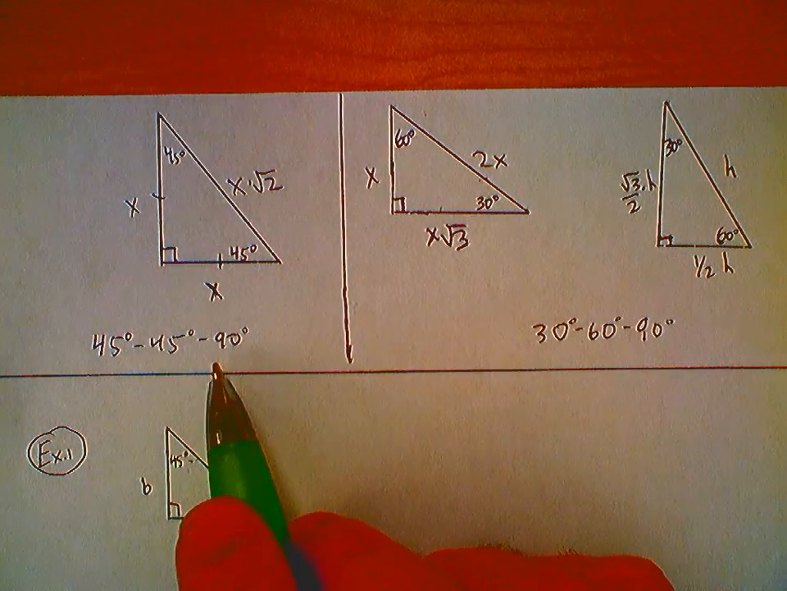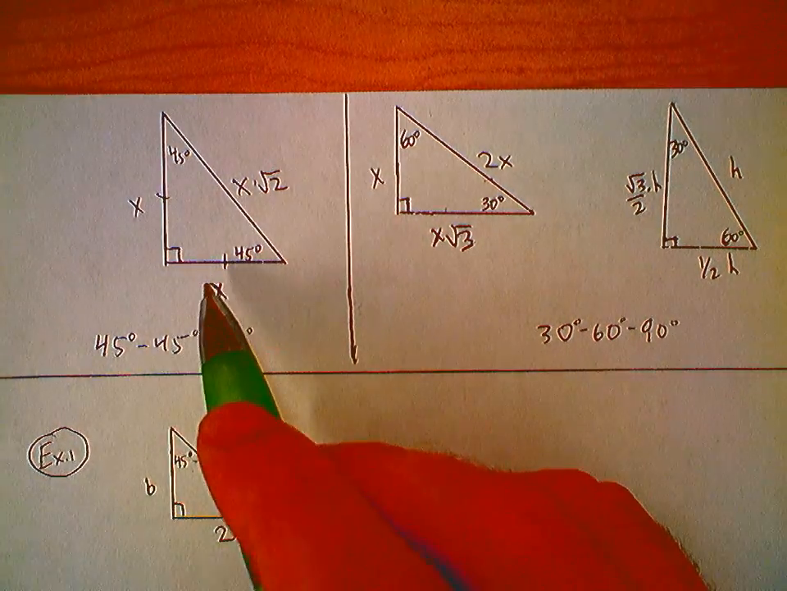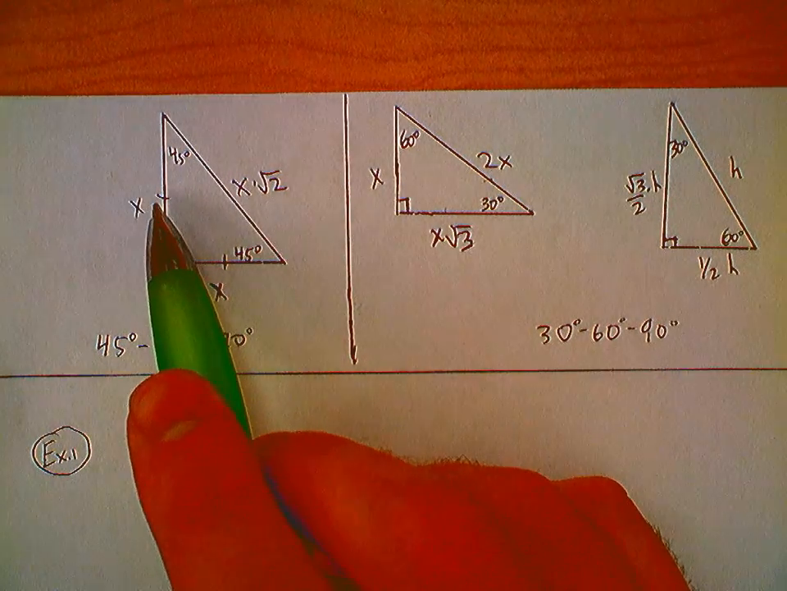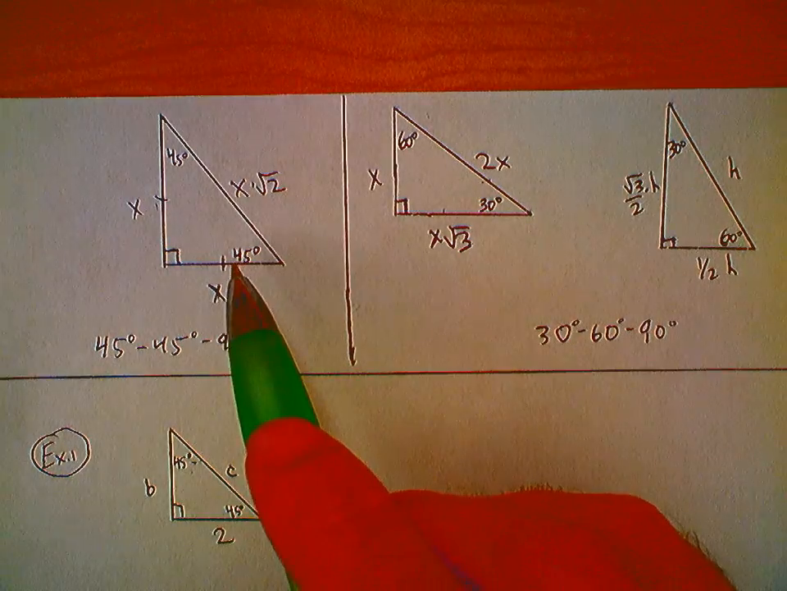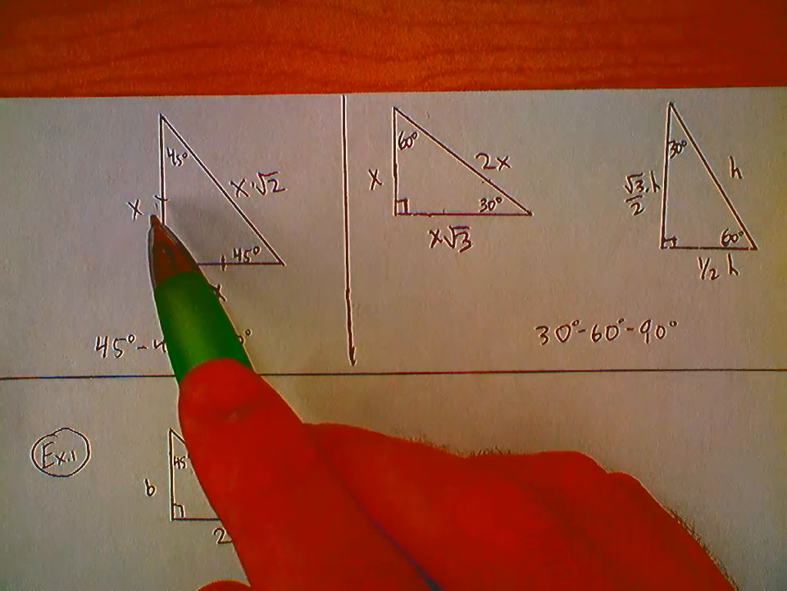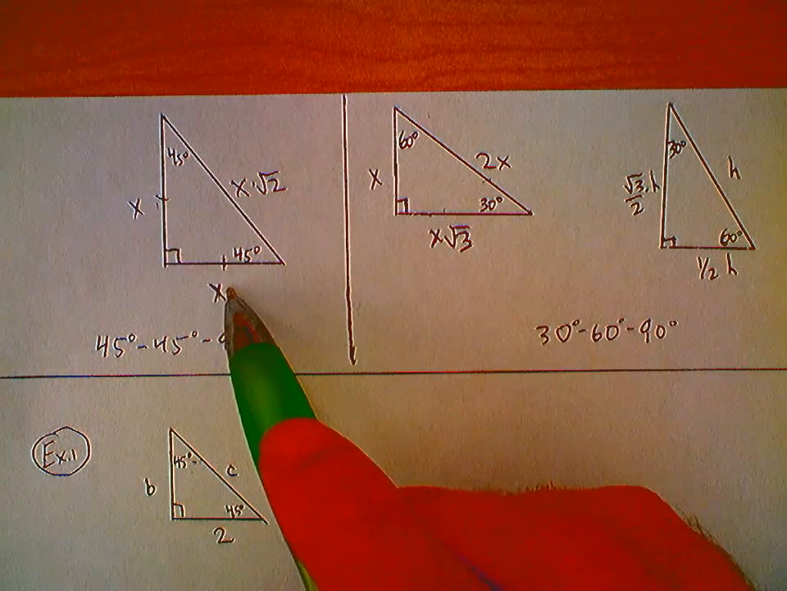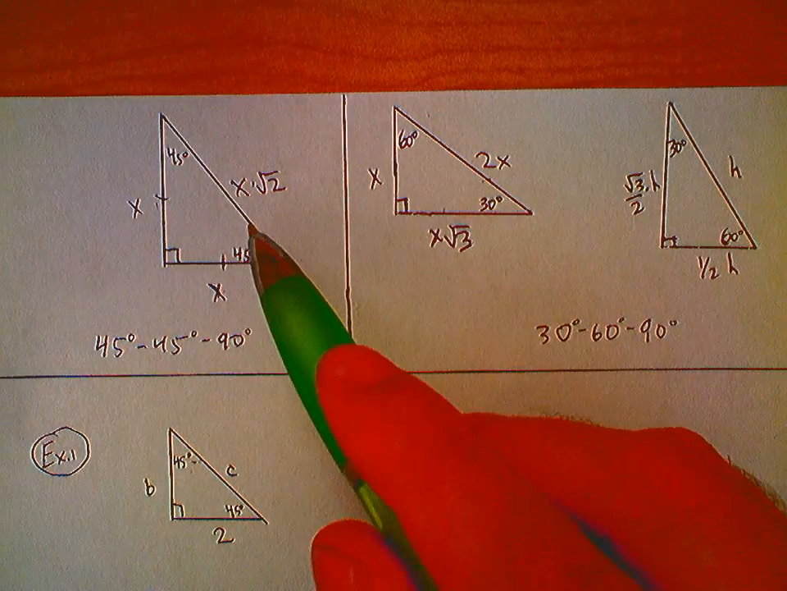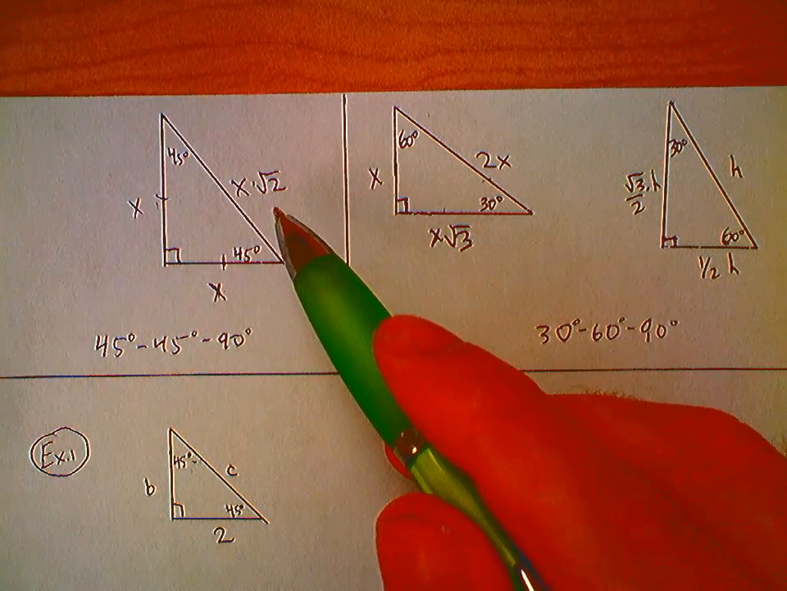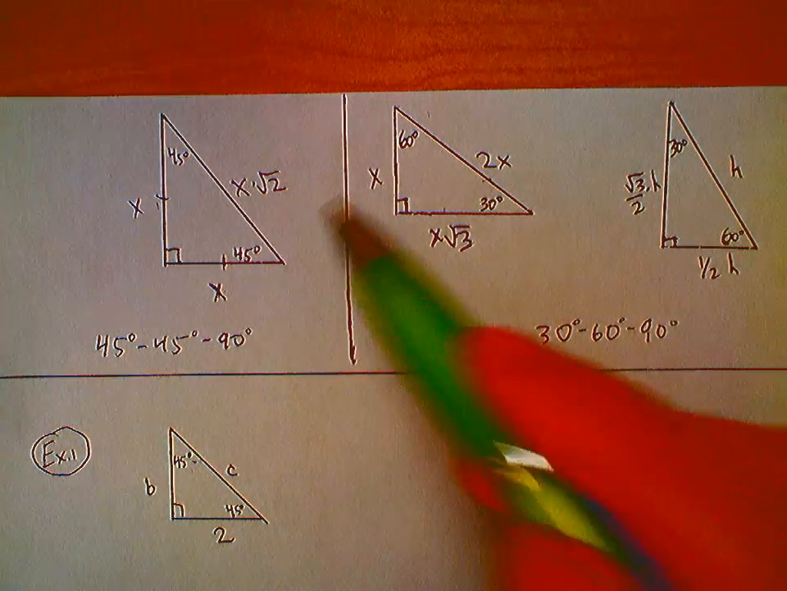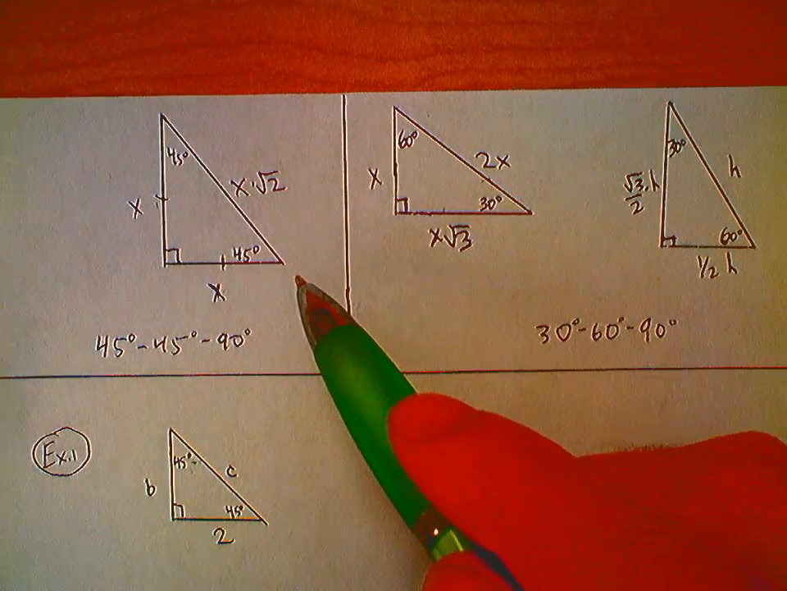So let's start with the 45-45 triangle. What we know in these triangles is that the two shorter sides, the legs as we call them, are going to be the same length. So I'm just calling this x and x. And so these are going to be the same length always. And our hypotenuse is always going to be whatever that length is times square root of 2. So that's the gist of the relationship for 45-45 triangles.